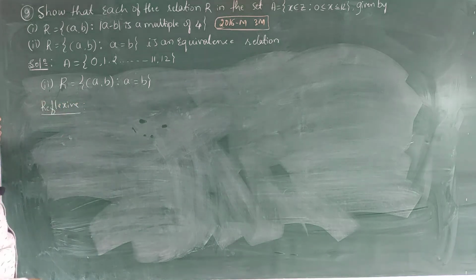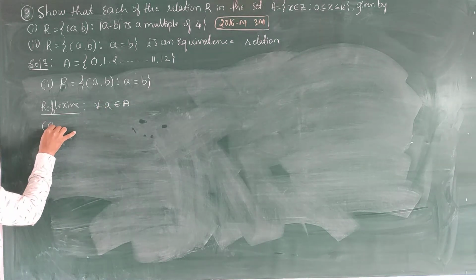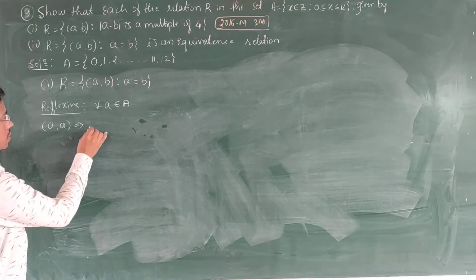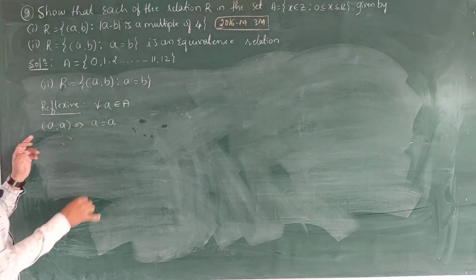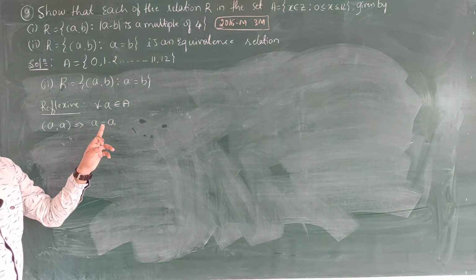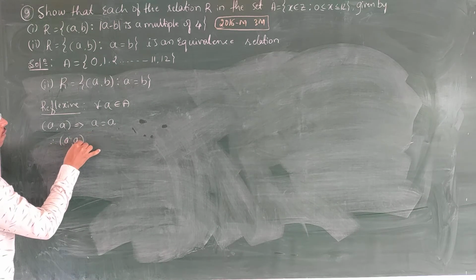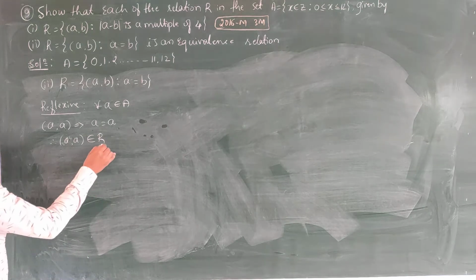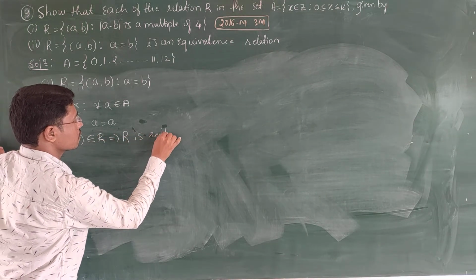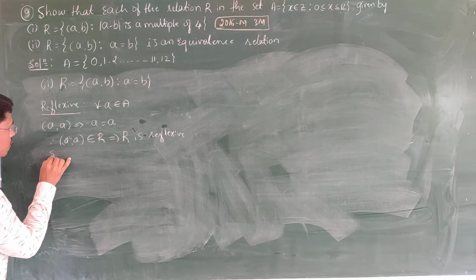For all a belonging to A, we have to check (a, a). Here a = b implies a = a. Here b is also a only. a equals a: every number is equal to itself. Therefore (a, a) belongs to R. So this implies R is reflexive. Next is the symmetric relation.